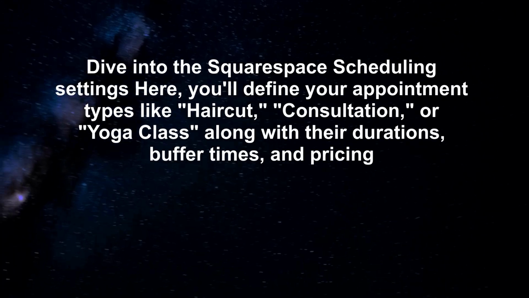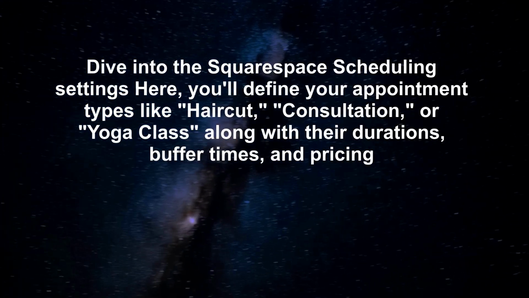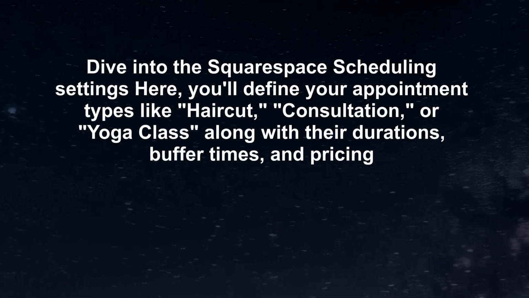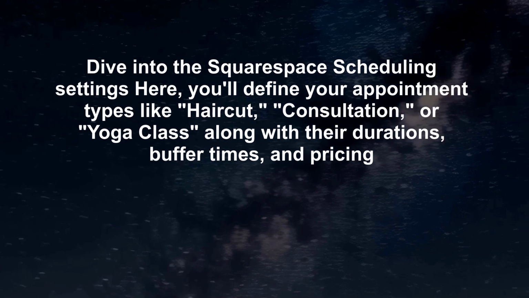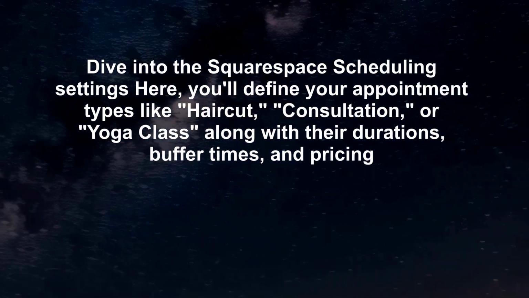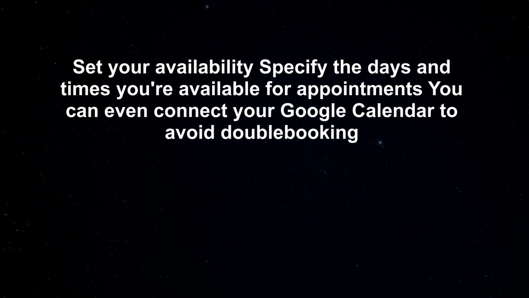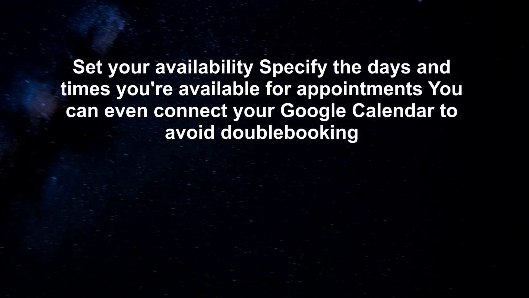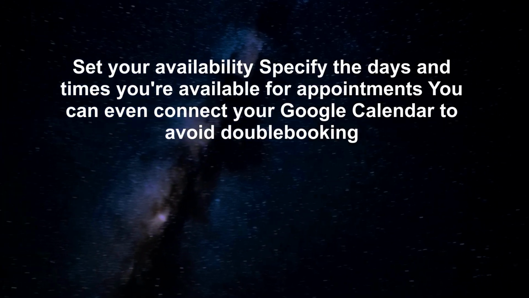Dive into the Squarespace scheduling settings here. You'll define your appointment types like haircut, consultation, or yoga class, along with their durations, buffer times, and pricing. Set your availability. Specify the days and times you're available for appointments. You can even connect your Google Calendar to avoid double booking.